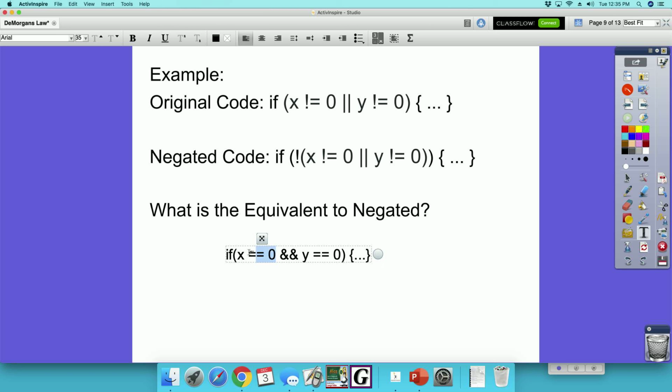So this part is a not equal to. The and is a not or, and the y equal to 0 is the not equal to 0. So two nots cancel each other.